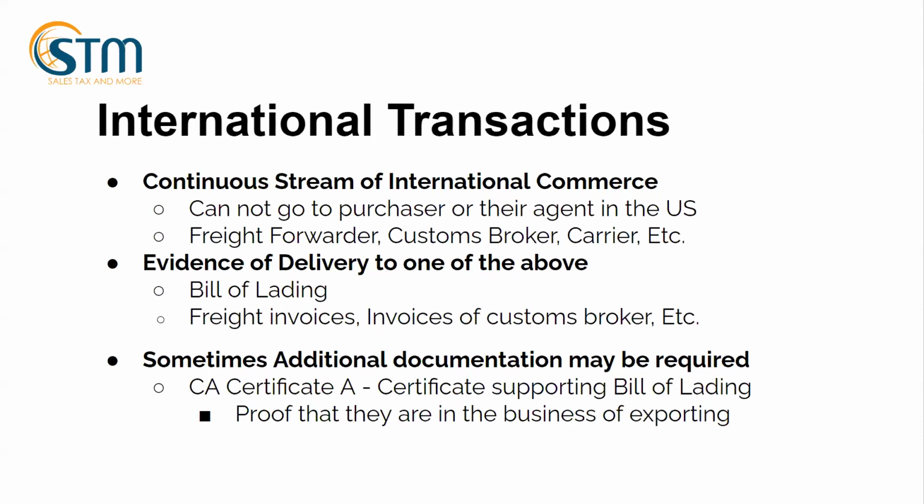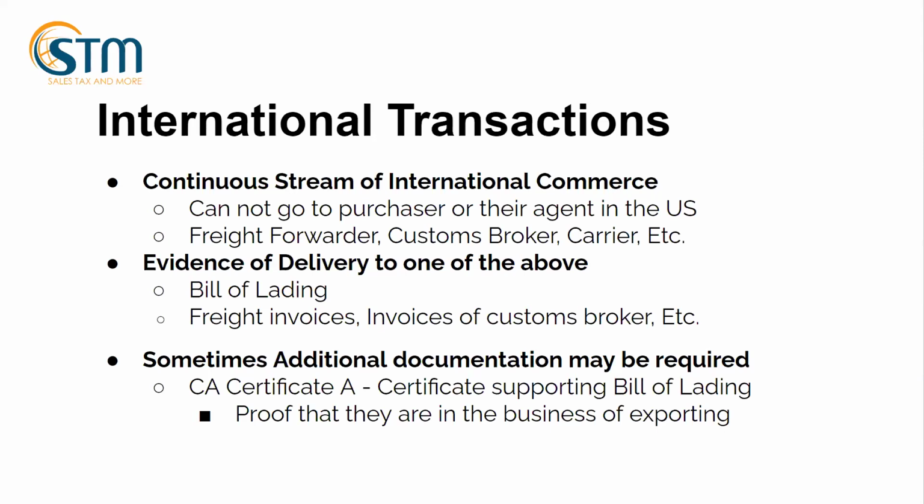All right, sometimes additional documentation may be required. For example, in California, they have Certificate A, which is a certificate supporting a bill of lading. Basically, what this does is it's proof that they're in the business of exporting. You can't just send it to someone and they say, well, we're a freight forwarder. In many states, freight forwarders and customs brokers have to be licensed or registered, and that's what California is looking for on this certificate.